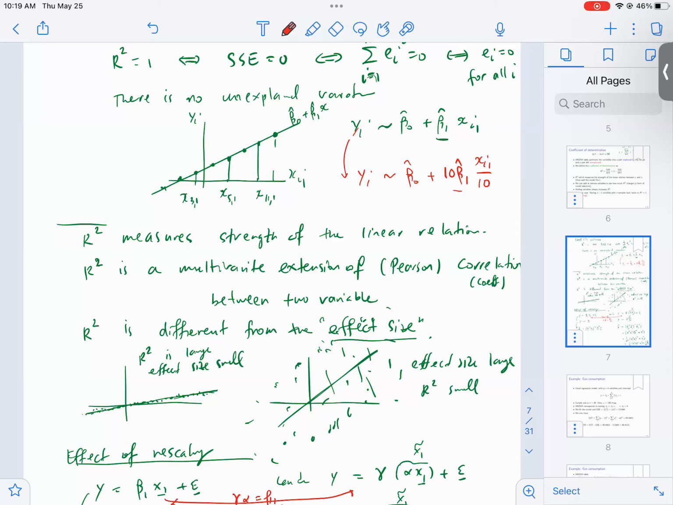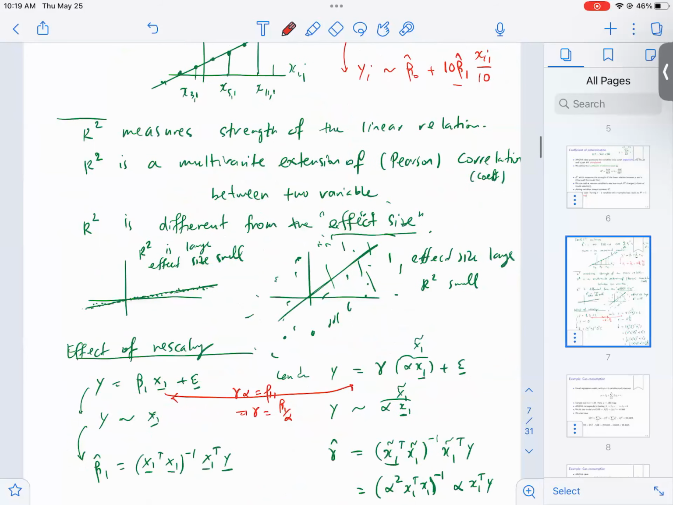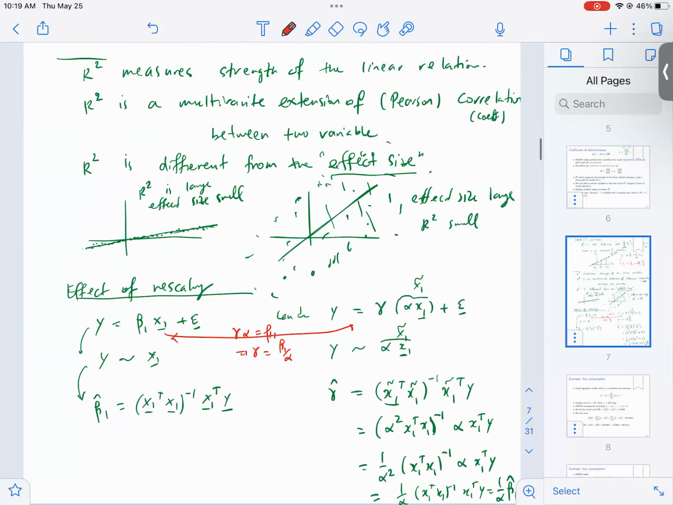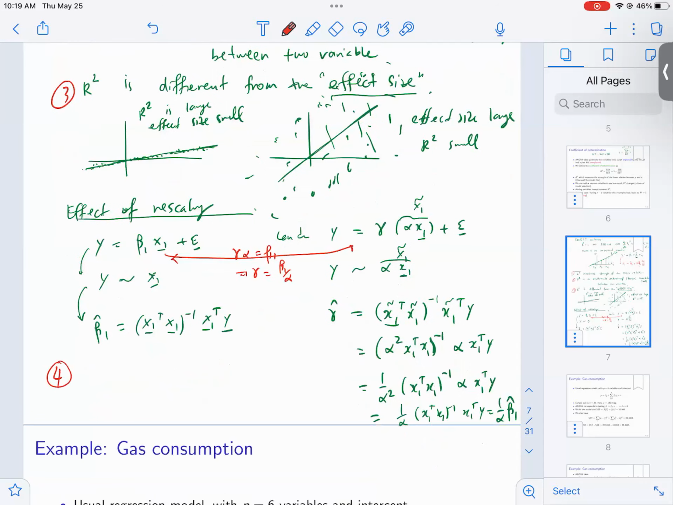So SST doesn't change, so R squared doesn't change. Okay. So this procedure cannot change the R squared. So R squared is robust to rescaling the covariates. So this is another conclusion we can add. So 1, 2, 3, 4. R squared is invariant to rescaling the covariates. Effect sizes are not.